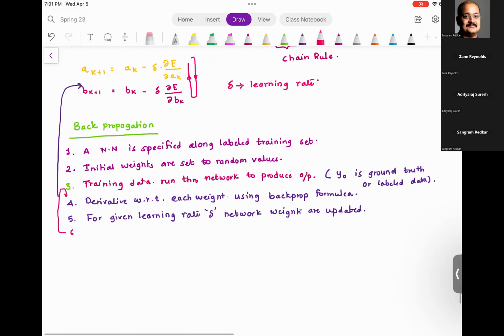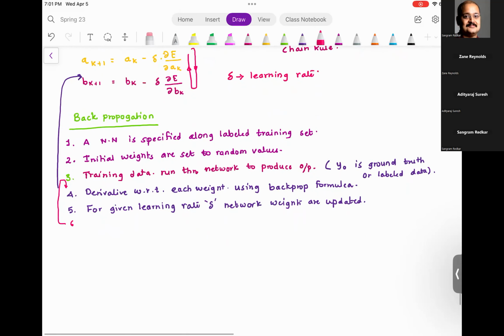So let me quickly go through an example. This actually involves the activation function, so I'm going to assume a linear activation function.